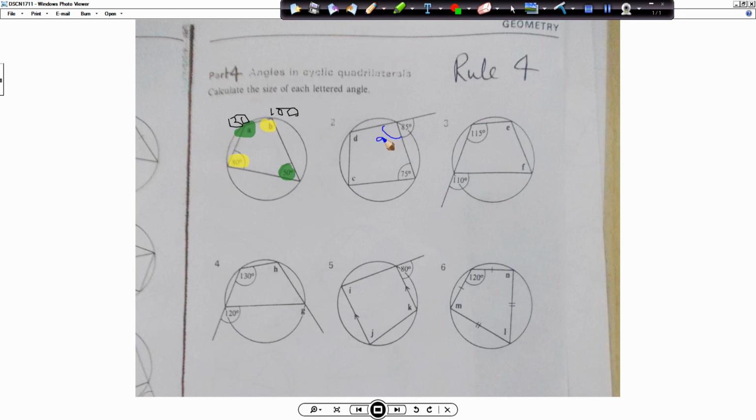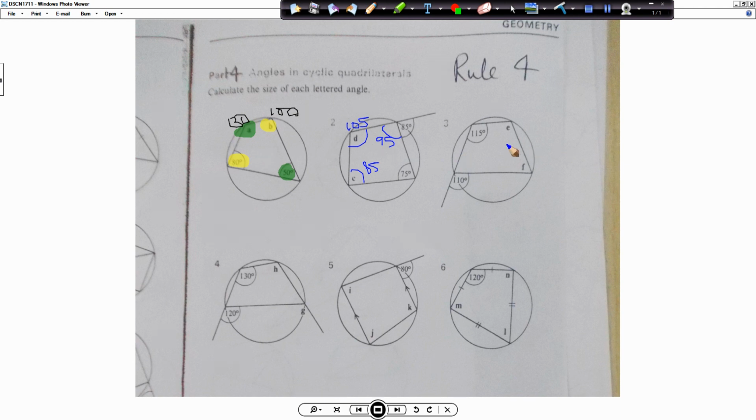So this one here will be, what will it be? 95. That's 95. The opposite one on this side will be 85. If this one is 75, this one will be 105. You could literally do it by looking at it in seconds. But for the examiner, we must say D is 105 because opposite angles of a cyclic quadrilateral add up to 180, and then 180 minus 75. Okay? Are you happy with that? So we can see quickly what they are, but we have to take a bit longer for the examiner.